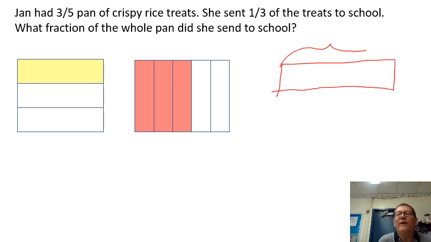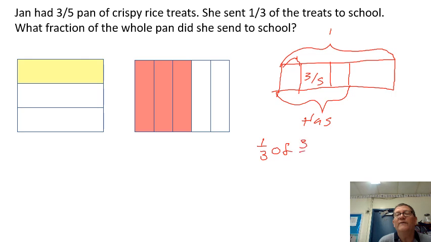We know this whole pan is 1, and she has 3/5 of a pan. And it says she sent 1/3 of the treats to school. So 1/3 of these. So we're looking for this 1/3 of 3/5. So when we draw our fractions, we can see here this is 1/3 and this one is 3/5. Now we're going to combine them, and we're going to combine them by moving our fifths to our thirds.